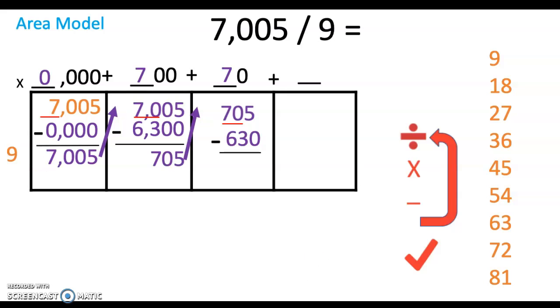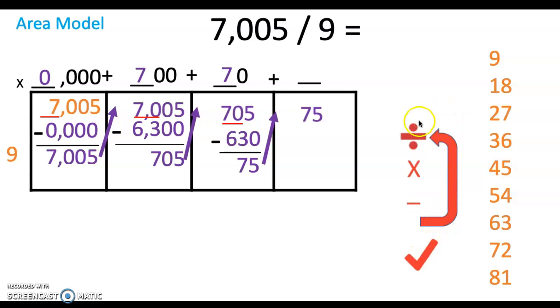When we subtract, watch out for that silly subtraction mistake again. 5 minus 0 is 5. 0 minus 3. If I have 0 cupcakes, I cannot eat 3 of them. So that means I borrowed from my 7 to make it a 6, and this was a 10. When I go 10 minus 3, that gives me 7. So my 75 can go to my next place value.